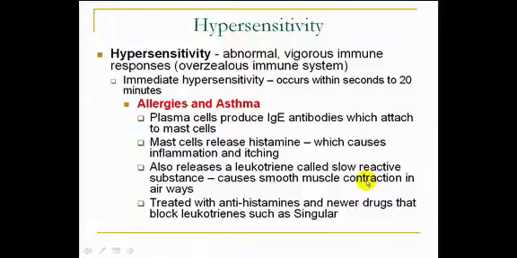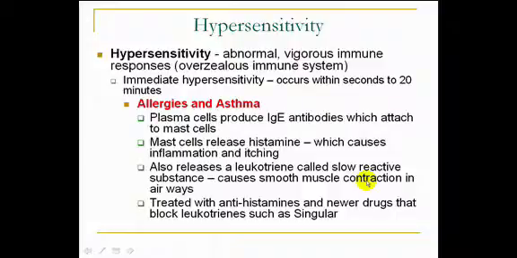The other type of chemical that it can release is what we call leukotrienes, and these are specifically called slow reactive substances, and this can cause smooth muscle contraction in the airways, so it can cause you to feel like you can't breathe. So how you usually treat allergies and asthma is to block these two chemicals.